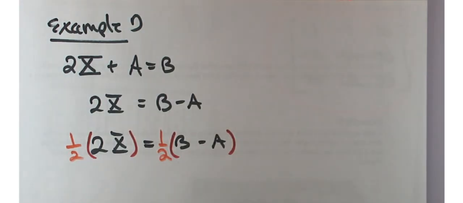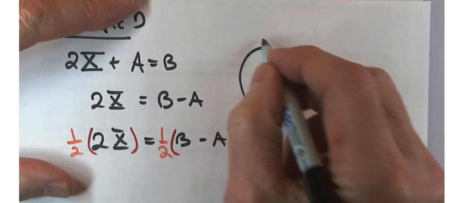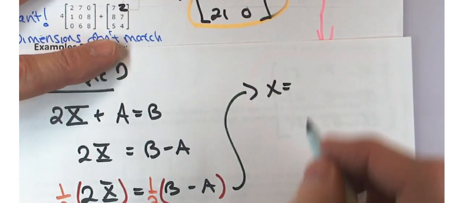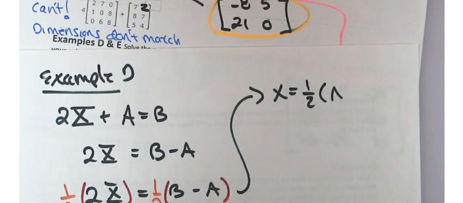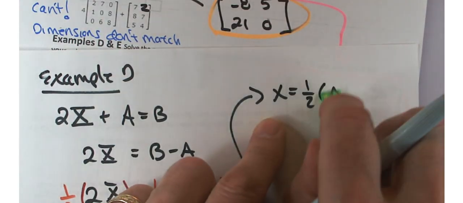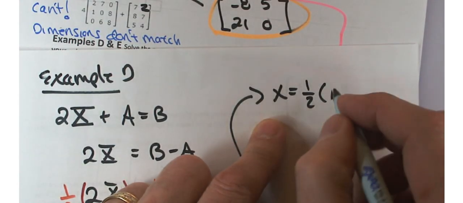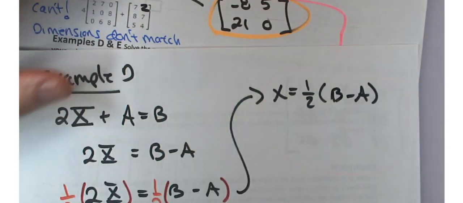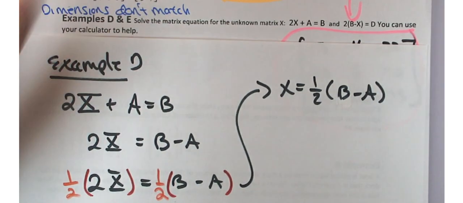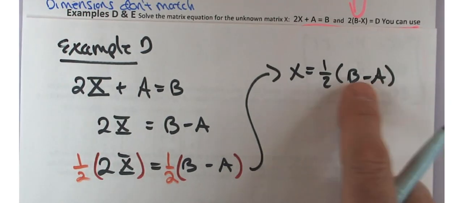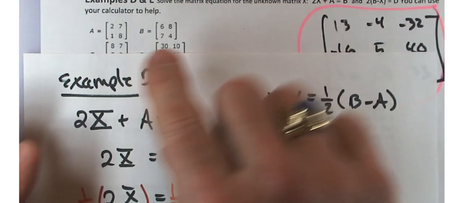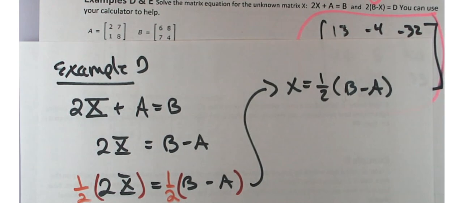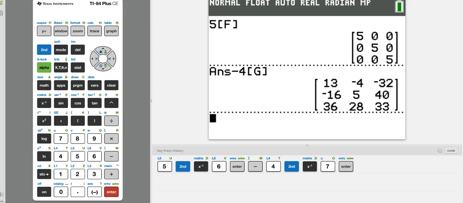On the left-hand side, I get my answer, x. On the right-hand side, I see how to calculate it. It's going to be 1/2 times B minus A. Let's put those matrices into our calculator. I know I can do the subtraction because those dimensions match each other. So let's put in those matrices and see what we can get.